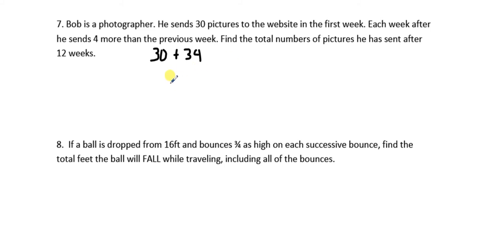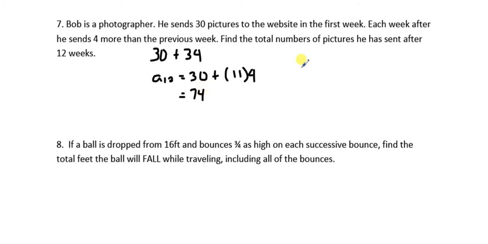So what we have is an arithmetic sequence where we're adding 4 every time. So we want to find A12. A1 is 30. A12 is equal to A1, which is 30, plus n minus 1, so 12 minus 1, which is 11, times d, which is 4. So that's 44 plus 30, so it's 74.